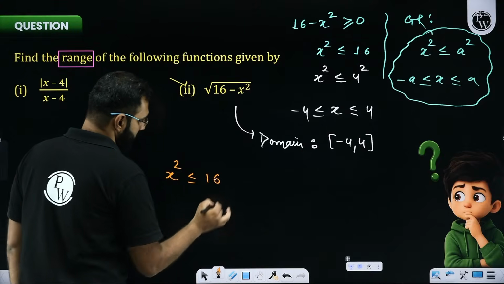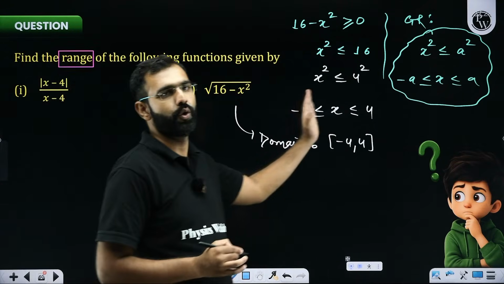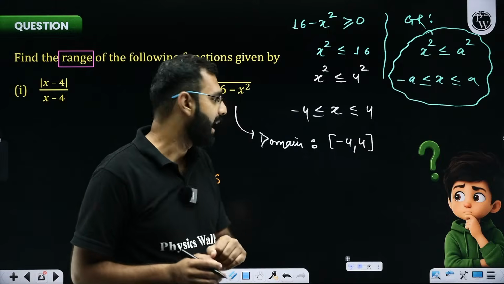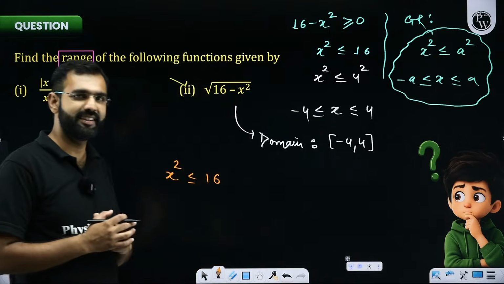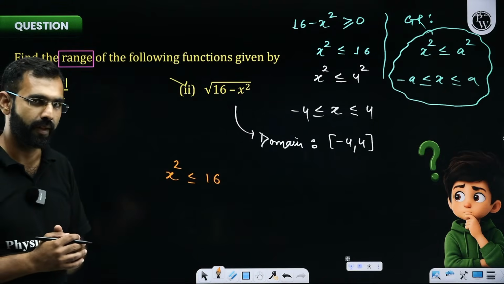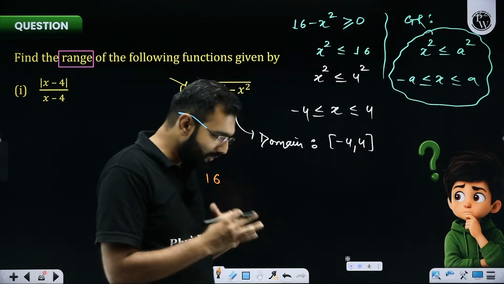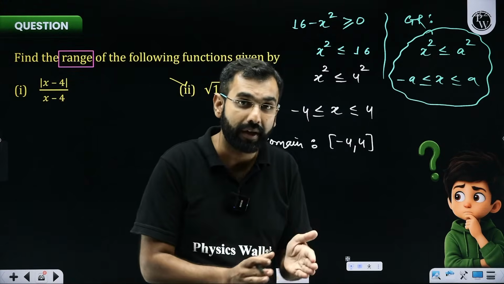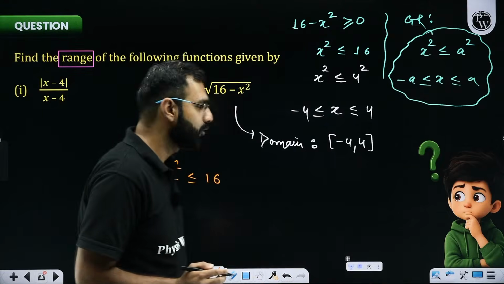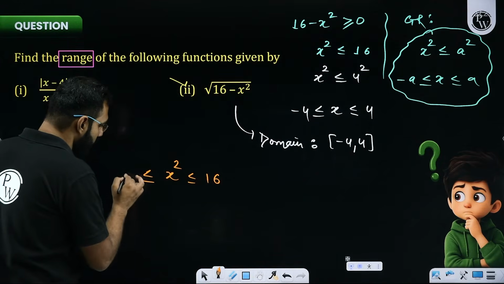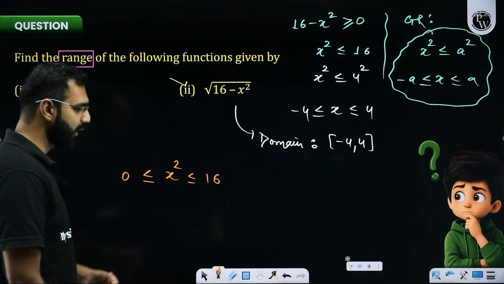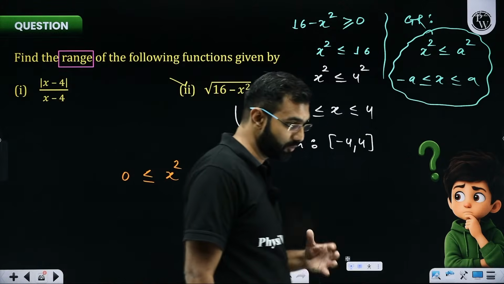I repeat, if x is from minus 4 to 4, that's what I know. I know that x square is always less than or equal to 16. Yes or no? Now, whatever real value of x I take, x square is a perfect square. So perfect squares are always non-negative. This is what I know. This is what I can work out. This I can predict based on my knowledge.